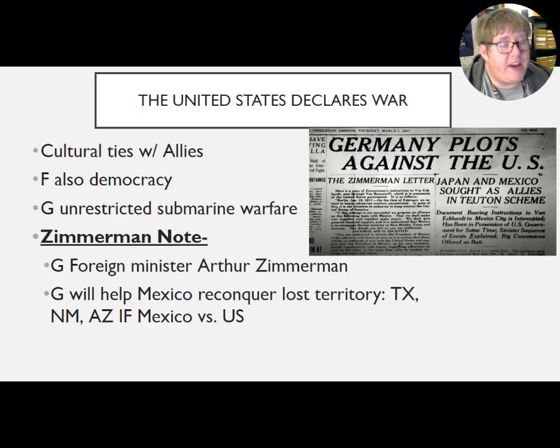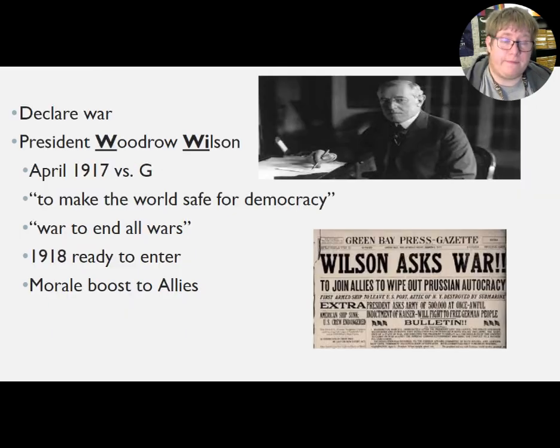Now, the final nail in the coffin that got us involved was the Zimmermann Note, written by German Foreign Minister Arthur Zimmermann, which was sent, well, they tried to send it to Mexico. We intercepted it, saying that if Mexico supported Germany, they would then, after the war in Europe, help them reconquer lost territory from the United States, specifically Texas, New Mexico, and Arizona, basically the southwest part of the United States, if Mexico would fight against us. Yeah, that's not going to end well for Germany.